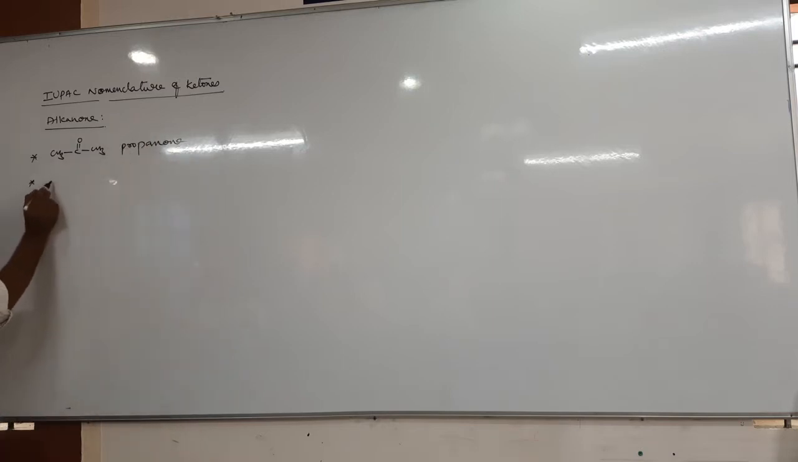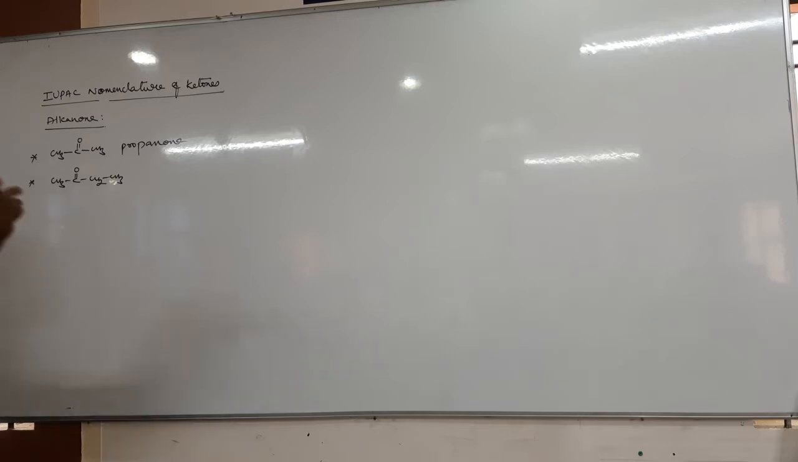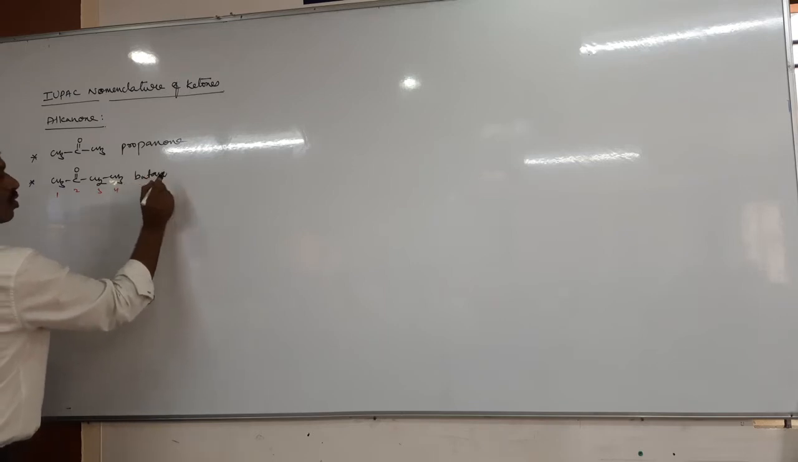If it is 4 carbons, or more than 3 carbon atoms, then give the numbering from the end which gets the carbonyl the least number, that is 1, 2, 3, 4. It is butane. Butane, which one? 2-one.